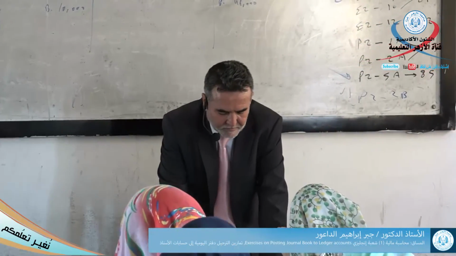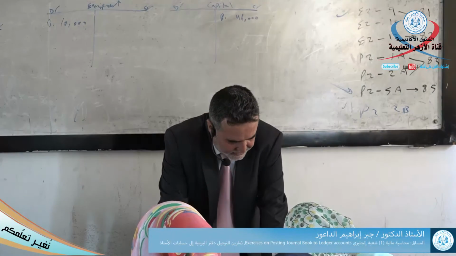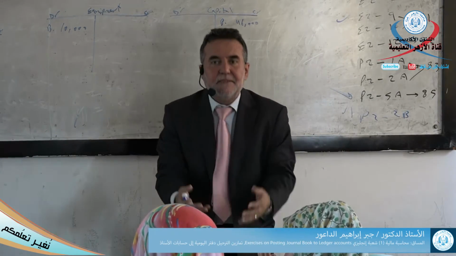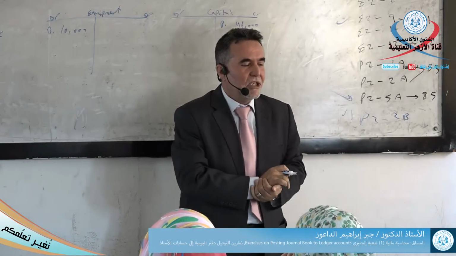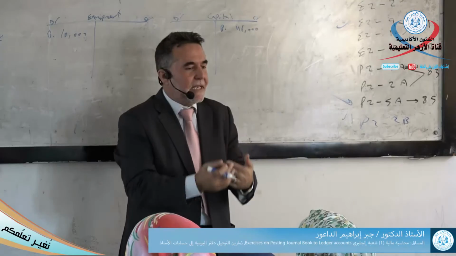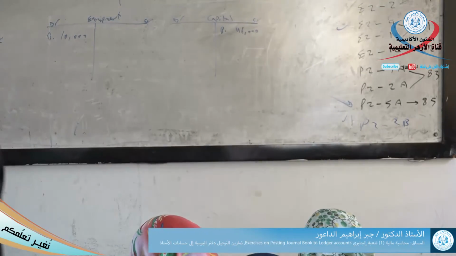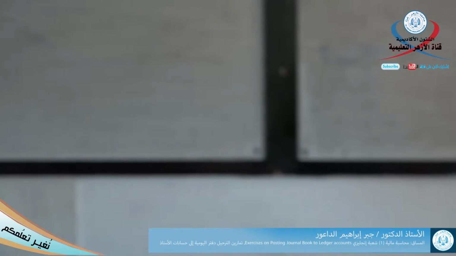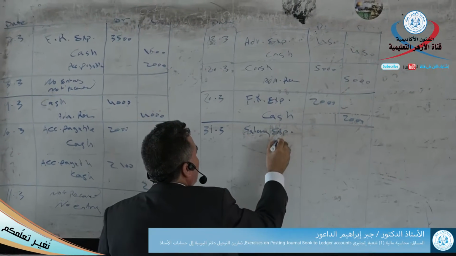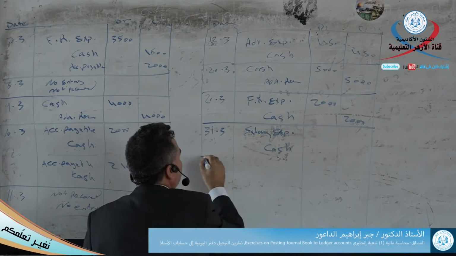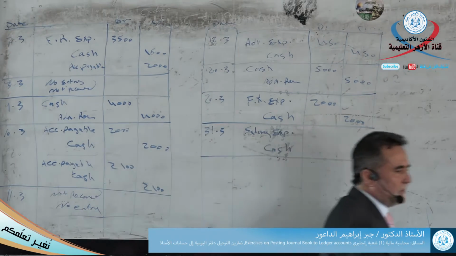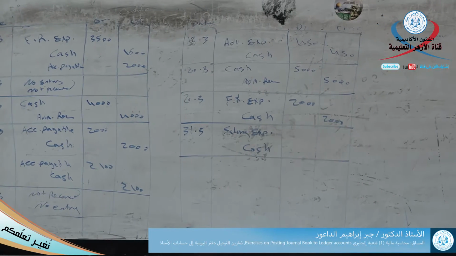31st, paid salaries of 2,500. Paid salaries, so salary expense to cash. The cash will be decreased, so it will be CR. Salary expense to cash. كام المبلغ؟ The amount 2500.